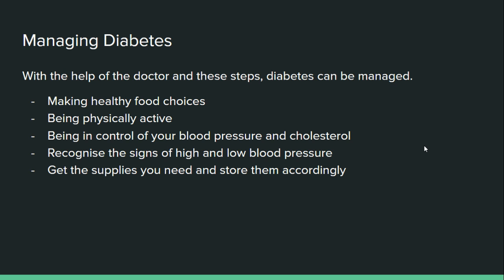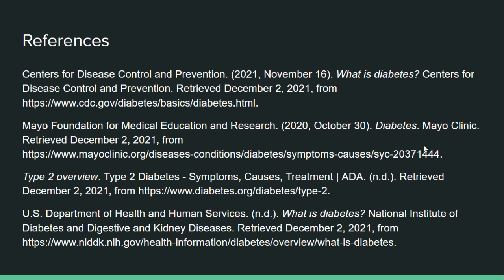These steps include making healthy food choices, being physically active, being in control of your blood pressure and cholesterol, being able to recognize the signs of high and low blood pressure, and getting the supplies you need and storing them accordingly. And here are all the references that I used.